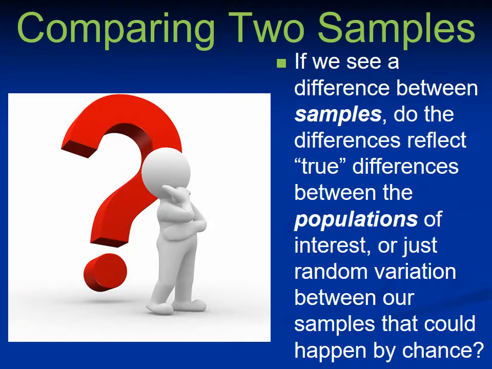All right, in this video lecture 15, we're going to talk about using the idea of statistical significance to answer this question. If we see a difference between samples, do those differences reflect true differences between the populations of interest, or do they just reflect random variation between our samples that could happen by chance?